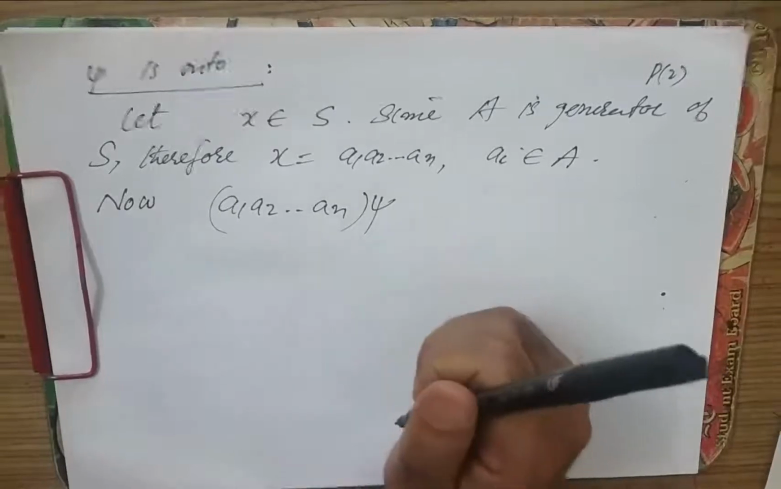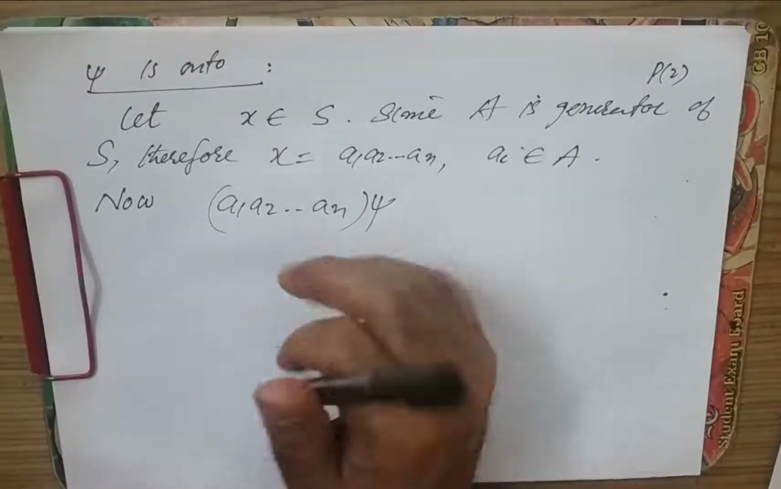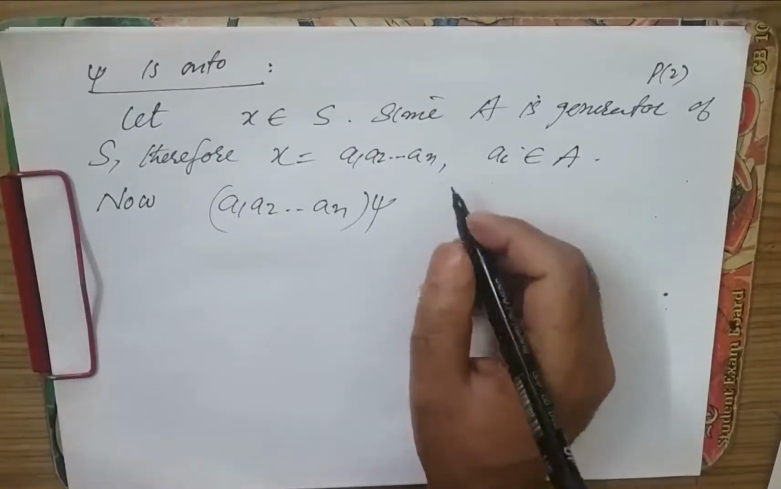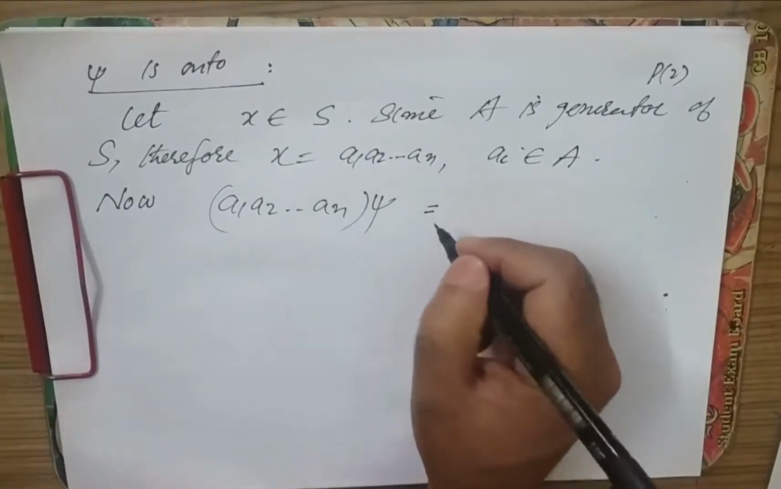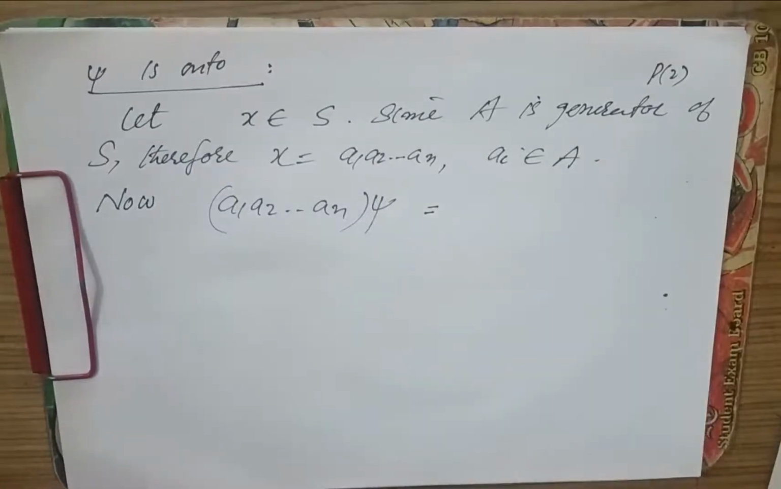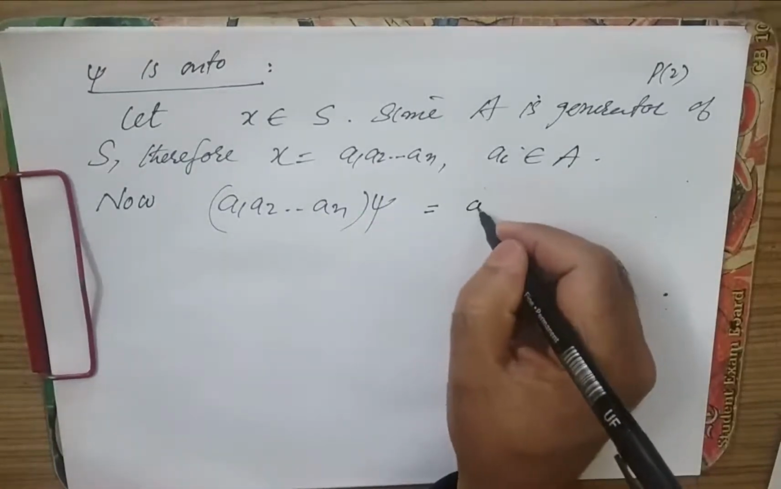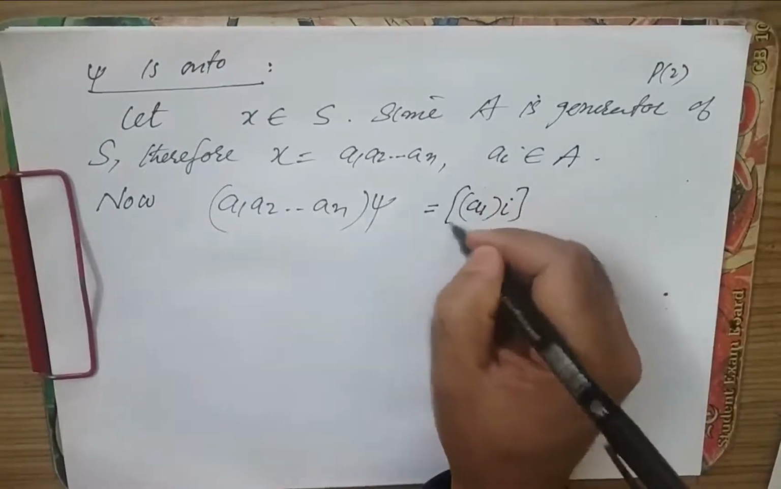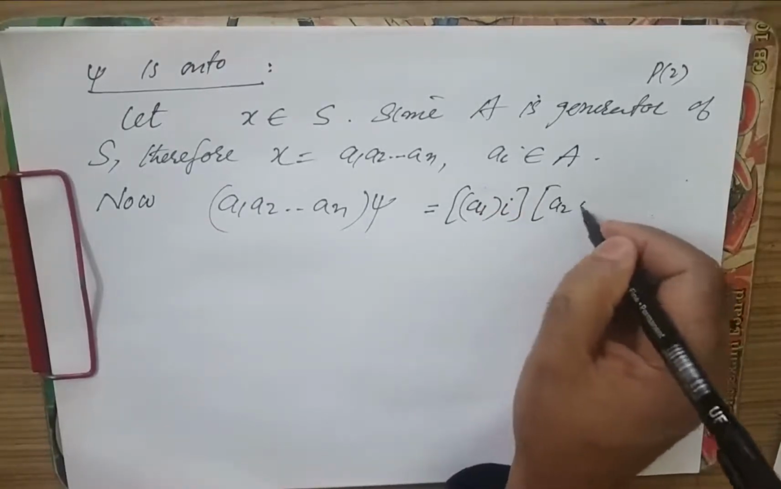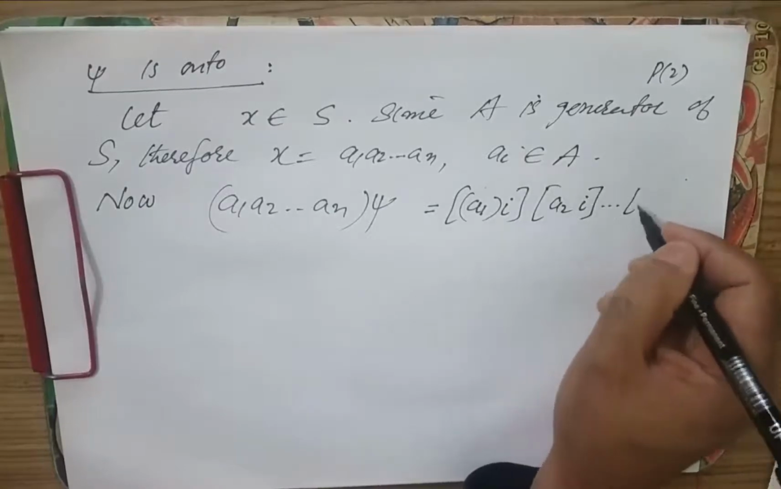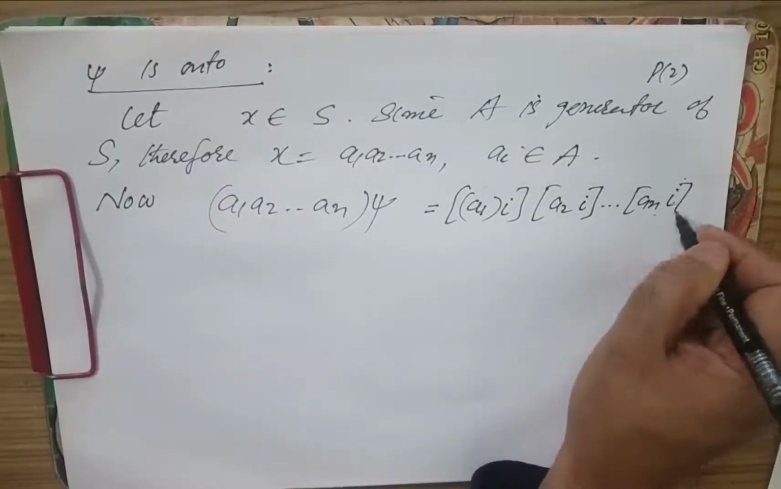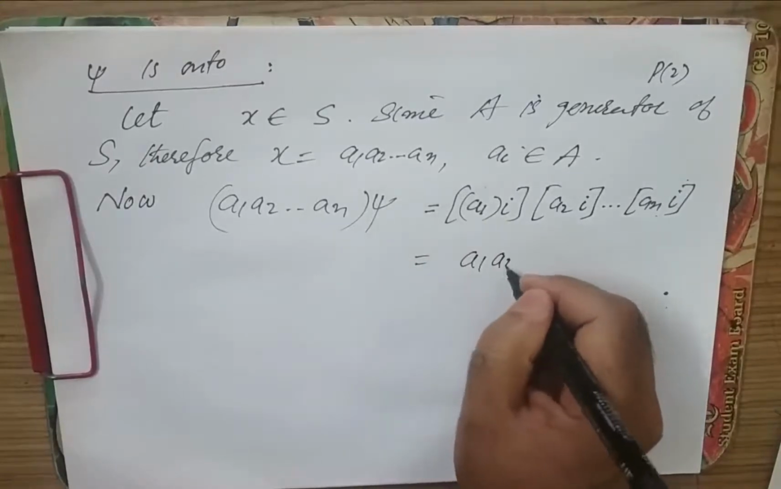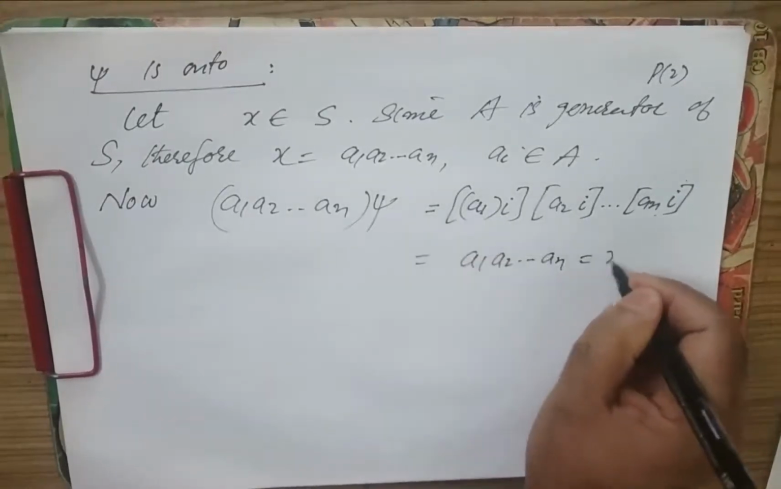Because this product also lies in A plus, that's equal to, you can see it's equal to A1 I by definition, then A2 I, up to An I, where I is the inclusion map from A to S. You can see this is equal to A1, A2 up to An, and that's equal to X.